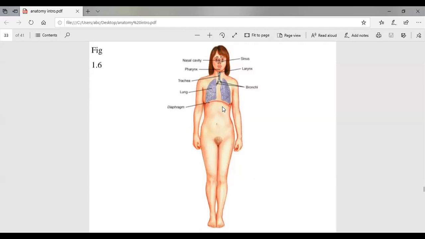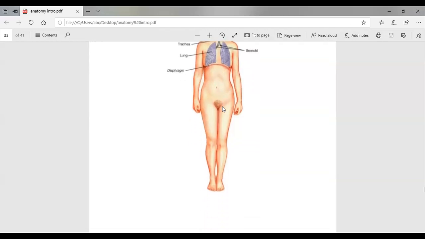This is where the purification of blood takes place. So this is the respiratory system. Different organs combine together to form the respiratory system.